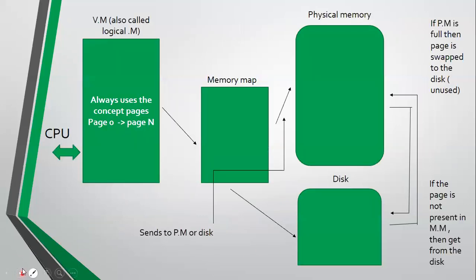Now let's look at this small illustration. We have the virtual memory, which only uses the concept of pages. We have the physical memory, disk, and the memory map, and the CPU receiving or sending the data. Then from the virtual memory to the memory map, it's going to be stored either in the physical memory or in the disk. And this differs: if the physical memory, which is the main memory, is full, then we're going to swap the pages that we don't use that much to the disk. And if there is some page that is not found in the physical memory and we need it, it's going to be fetched from the disk.